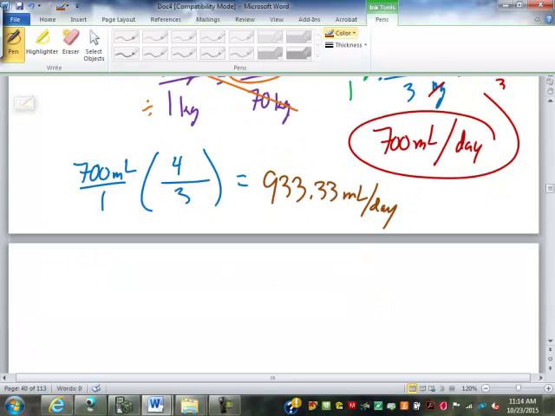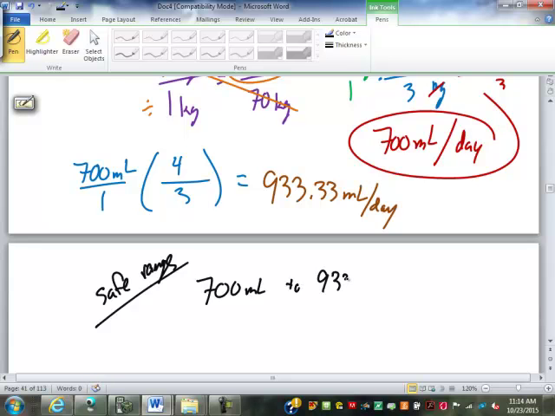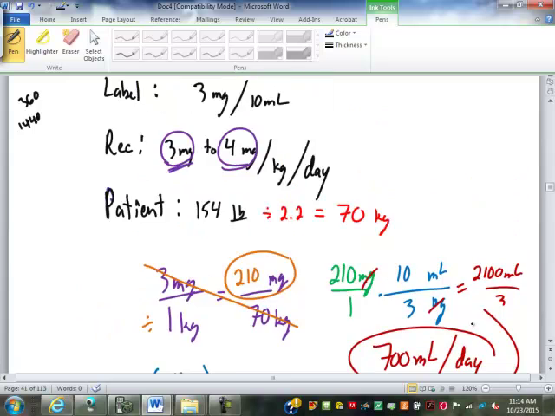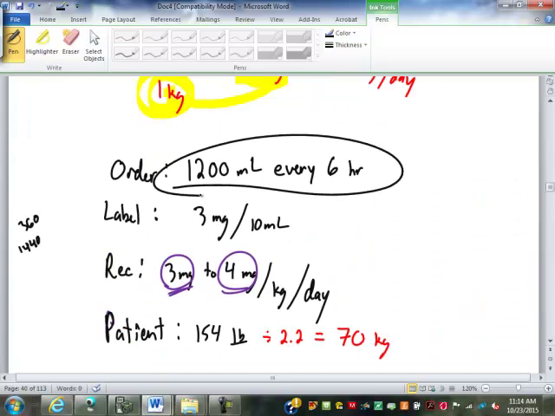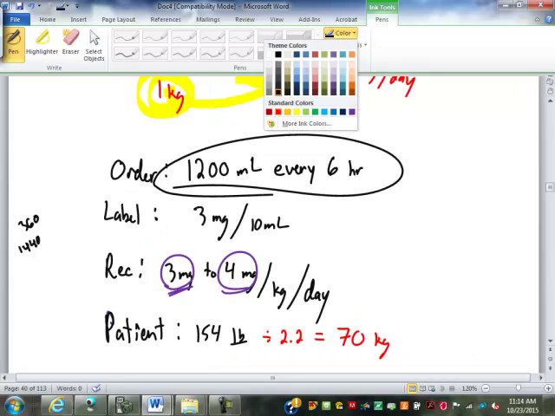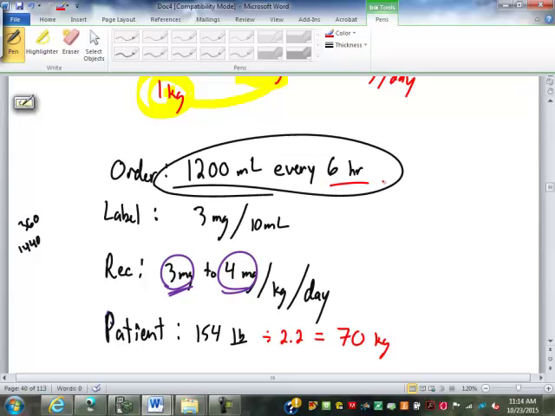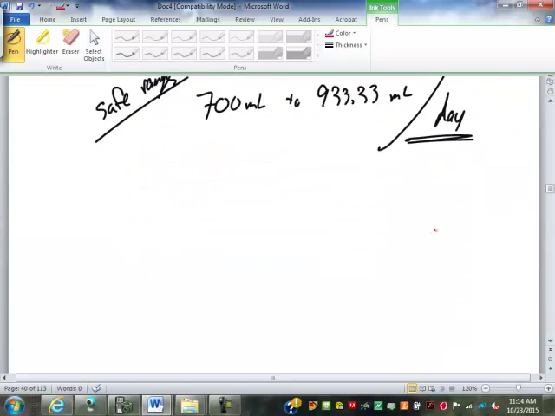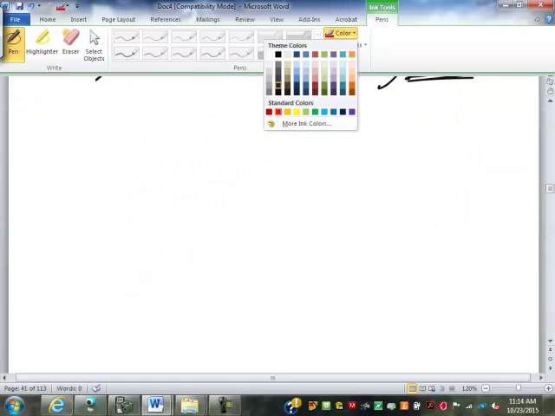So our safe range is 700 milliliters to 933.33 milliliters per day. So the big question, was the doctor's recommendation safe? No, he went over that in one dose, didn't he? And technically, 6 times a day, so times 4, he was recommending 4,800 milliliters per day. Probably looking at a comatose patient, or worse.